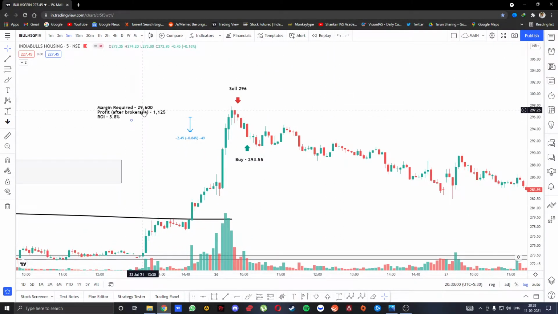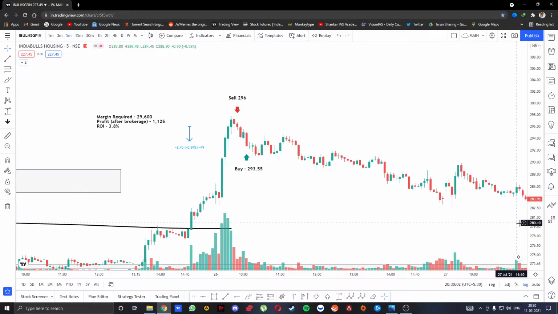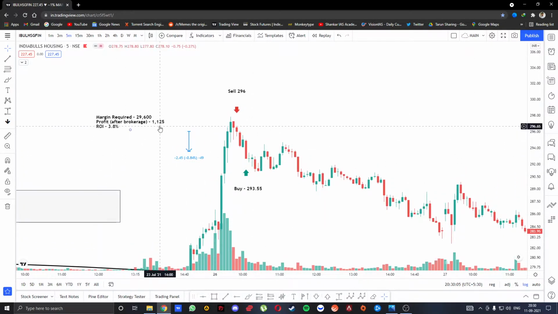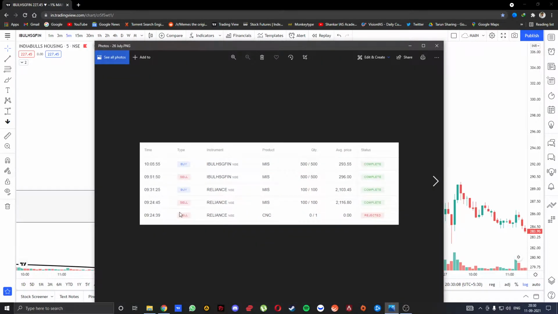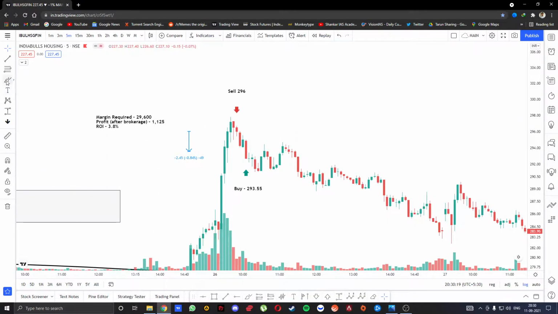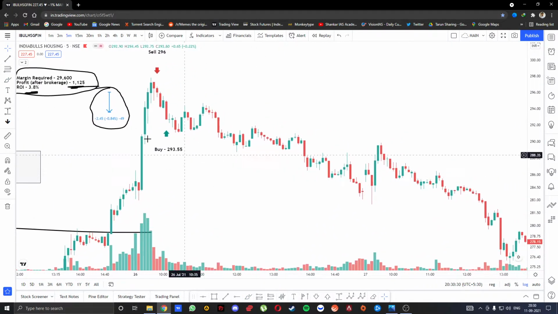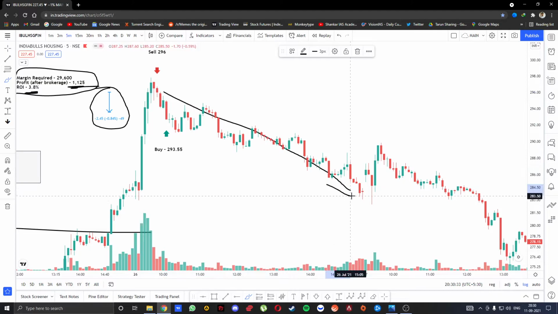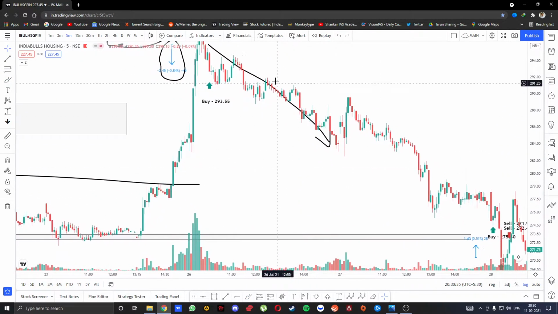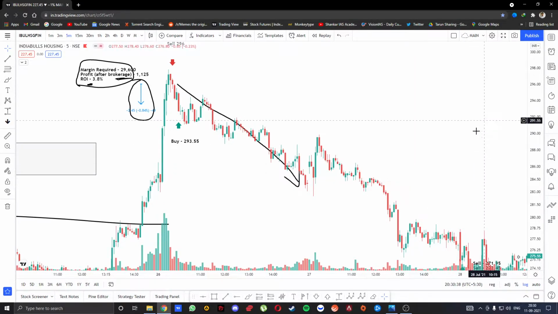The margin required was only 29,600 and I covered my position at 293.55. As you can see, 293.55. I entered at 951, exited at 10.5, so a 15-minute trade. And the profit was this much, 1,125. Profit on margin required is 3.8%. And the stock moved 0.84%. As you can see, the stock remained in a downtrend the entire day and then kept going down.